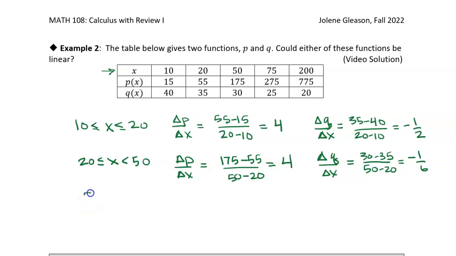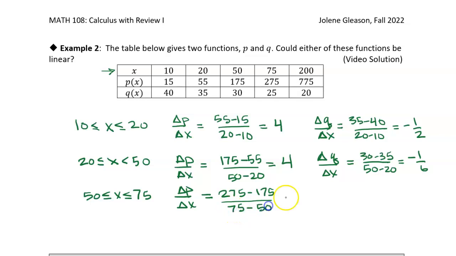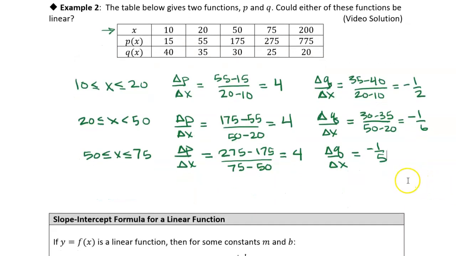But we need to keep going with p of x to make sure, because you can't always tell over just two intervals. So let's look at the interval from 50 to 75. Delta p over delta x is 275 minus 175 all over 75 minus 50. You plug that in, and you get 100 over 25, which is 4. If you look at delta q over delta x, you'd end up with a negative 1/5 over that next interval, but we've already determined that it's not linear, so we could be done with that. So far so good with p. Let's check this last interval.